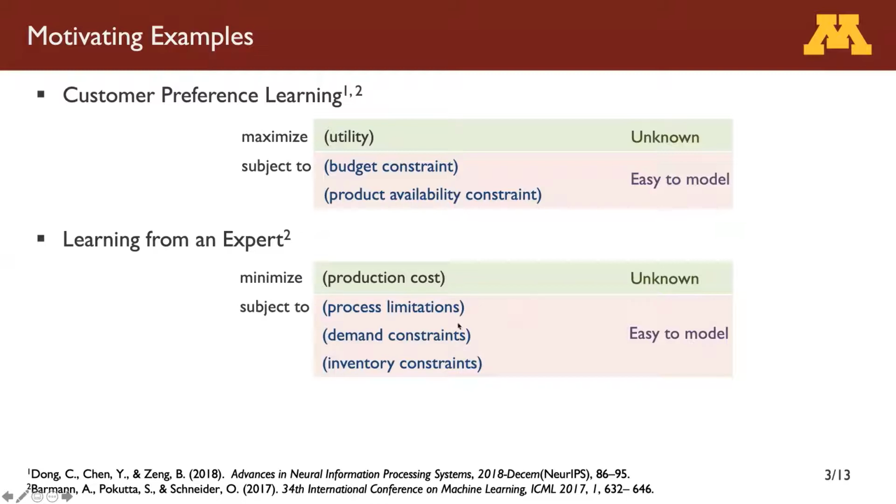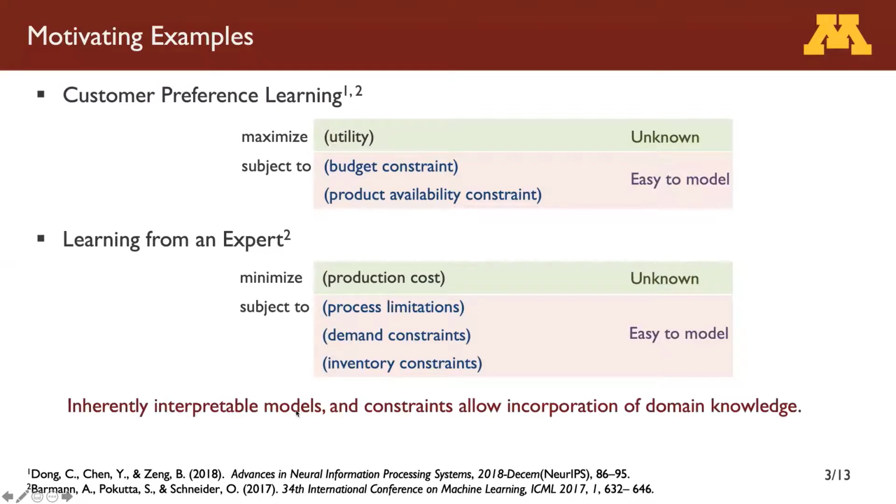If we look at these two problems, writing them out as optimization problems provides them with a nice and interpretable structure. The hope here is that because the constraints allow easy incorporation of existing domain knowledge into the models, the amount of data required to come up with a good model will be significantly less compared to what a black box model may require.